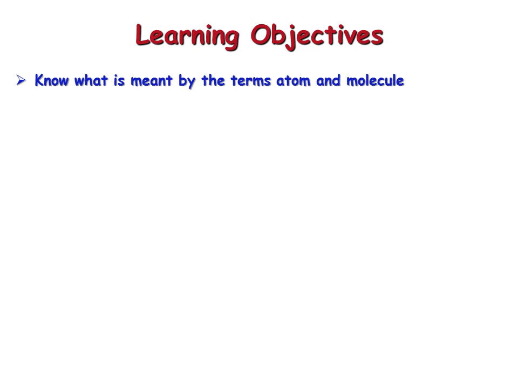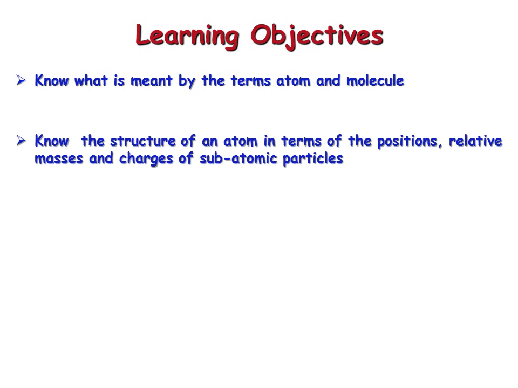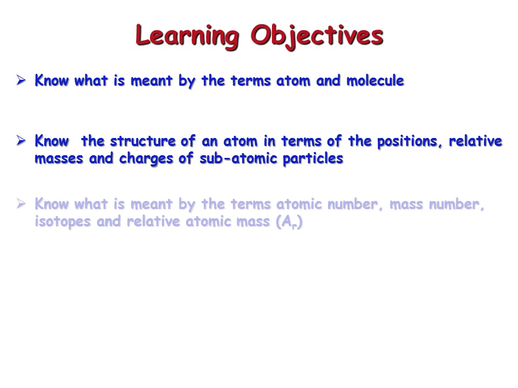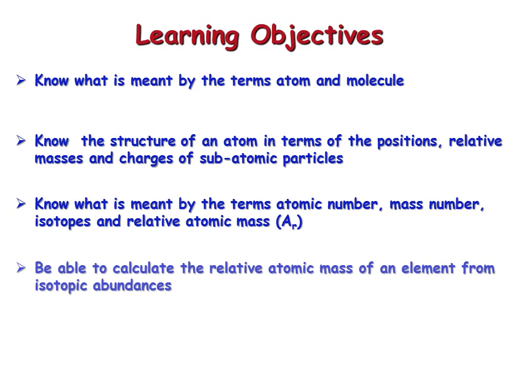And here are the learning objectives. You will be able to know what is meant by the terms atom and molecule, and to know the structure of an atom in terms of the positions, relative masses and charges of subatomic particles, and to know what is meant by the terms atomic number, mass number, isotopes and relative atomic mass. And you will be able to calculate the relative atomic mass of an element from isotopic abundances.